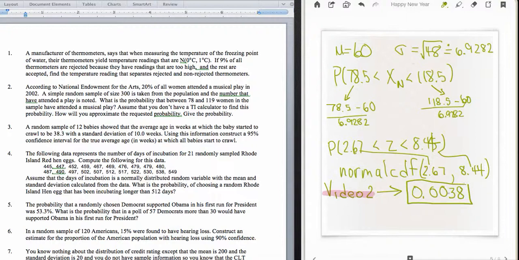Because we do have a TI calculator, obviously. If we did not, you would be simply finding this on your z-table. With your z-table, this probability of being 2.67 up to 8 is basically into infinity, right? So you could essentially say that this is on out. All you're doing is finding the same as being greater than 2.67 or being less than 2.67.